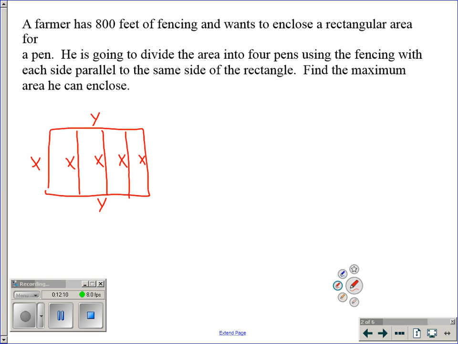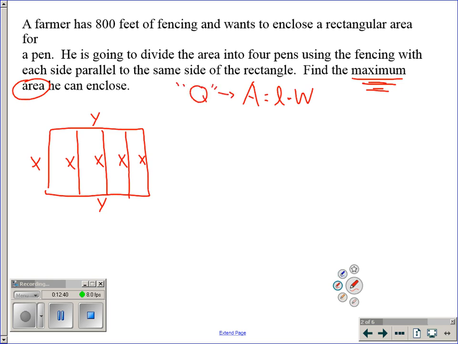Now, once you draw your diagram, you got to think about, what are we trying to optimize here? What are we trying to maximize in this case? We're maximizing area. So once you draw your diagram, the first thing you want to do is just give an equation of the generic thing you're trying to maximize. I'm trying to maximize the area of this rectangular pen. Area is just equal to length times width. That's it in its most basic form. Okay, this is going to end up being our Q equation.